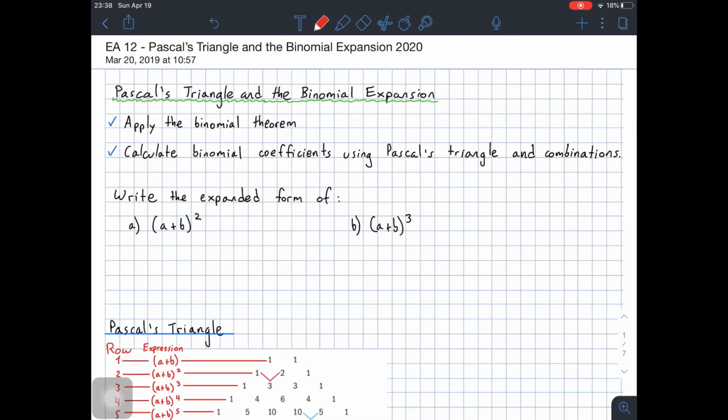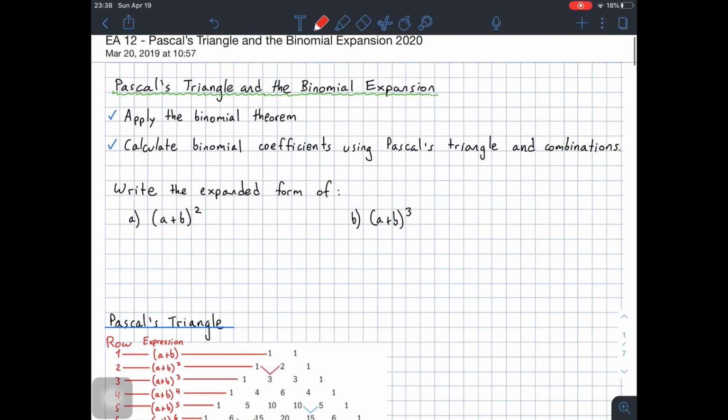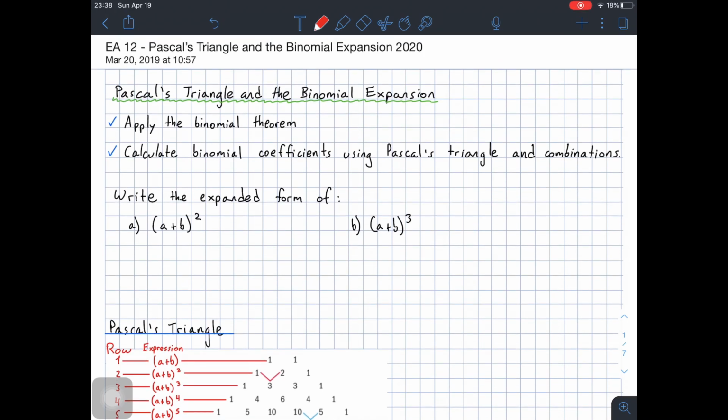Hello seniors, today we're going to see electronic assignment number 12, which is Pascal's triangle and the binomial expansion. Remember we did a small introduction about this last week. I showed you a video about what the Pascal's triangle is about. And okay, so we're going to analyze in depth today what the Pascal's triangle and the binomial expansion are about.